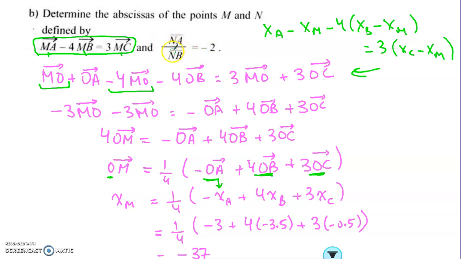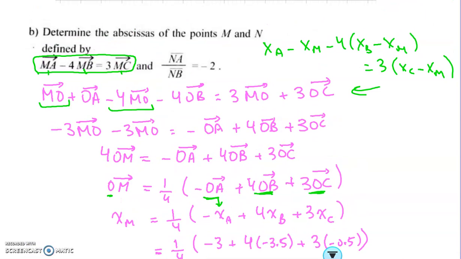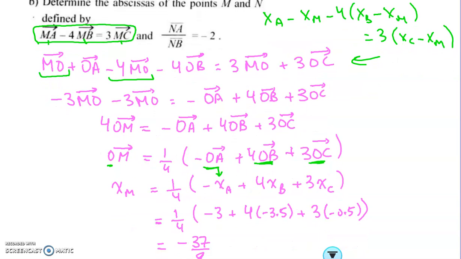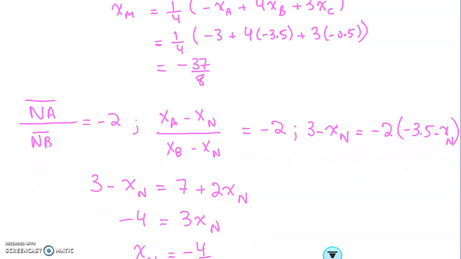Now here we have NA over NB in algebraic measures equal to minus 2. So I can replace NA. You know that NA is equal to XA minus XN. And NB is equal to XB minus XN without absolute value, because here the sign is important. It's important to have a positive sign if the vector NA has the same sign as I, and negative if it has the opposite sign. So you just write XA minus XN over XB minus XN equals minus 2, as I did here.